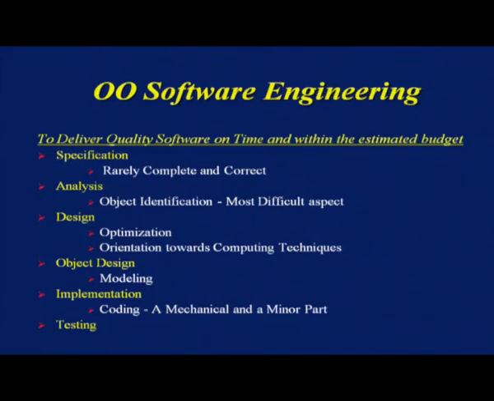To deliver quality software on time and within the estimated budget, that remains the goal of software engineering from day one. In 1968, this was the goal. So, what is the difference here?